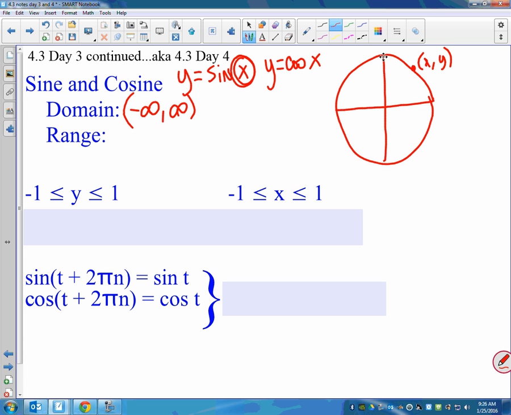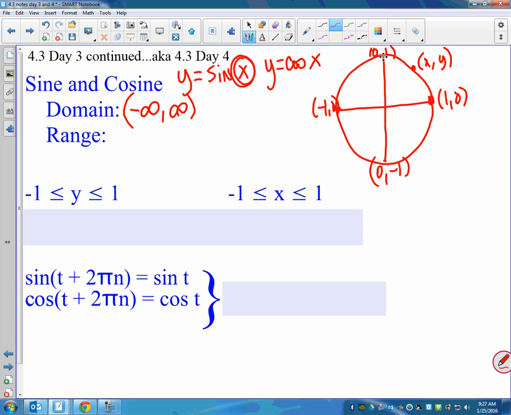Sine and cosine are only three functions. Now the range is the value we get out of it. So the range is not all real numbers, and we can use the unit circle to figure out our range, because no matter what I plug in here, this is the point 1, 0. This is the point 0, 1. This is the point negative 1, 0. This is the point 0, negative 1.